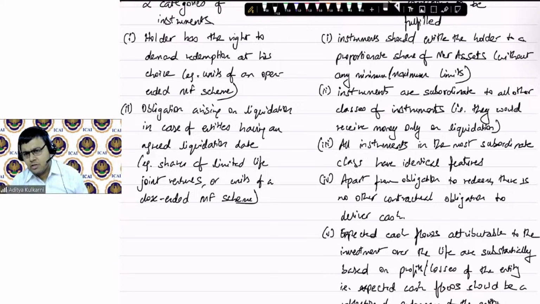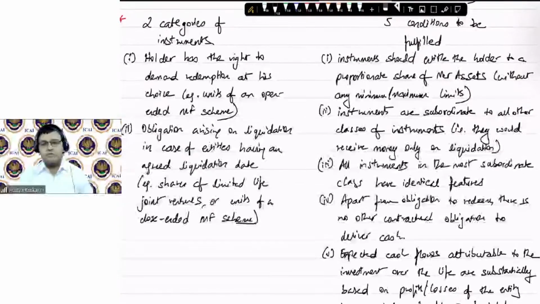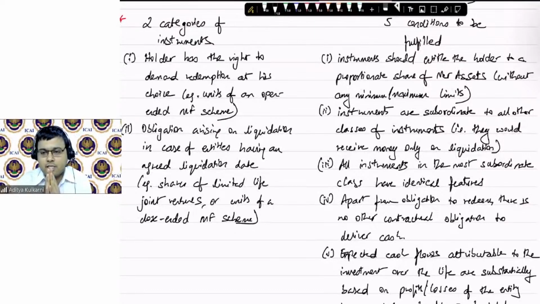Is it okay? So these are the 5 conditions. First one we discussed: the instrument should entitle the holder to a proportionate share of net assets without any minimum or maximum guaranteed value. Second one, instruments are subordinate to all other classes of instruments. That means what? Subordinate means they are last in the line to receive the money.